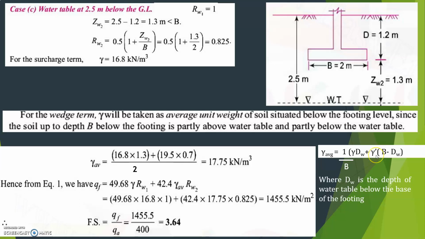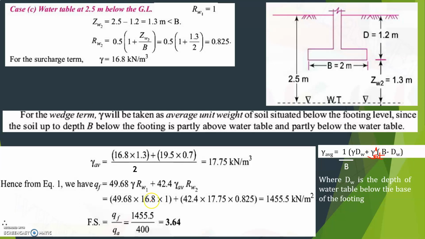It is given. Gamma dash is nothing but here the saturated unit weight. I have written gamma dash, but it is gamma saturated. So that is into 19.5 into B minus dW. B is 2, 2 minus dW 1.3 is equal to 0.7, divided by B. B is 2. When you simplify this, you will get 17.75 kilonewton per meter cube. This you can consider as gamma average, not gamma dash.